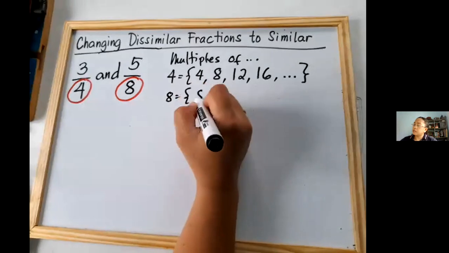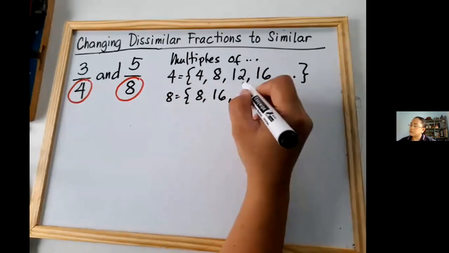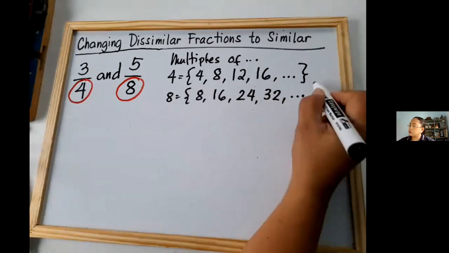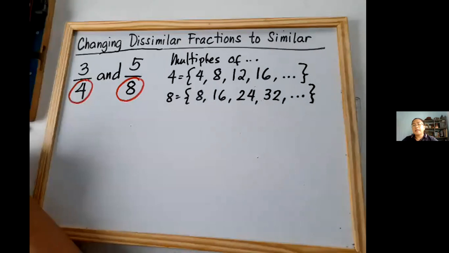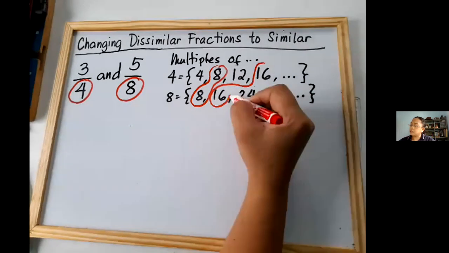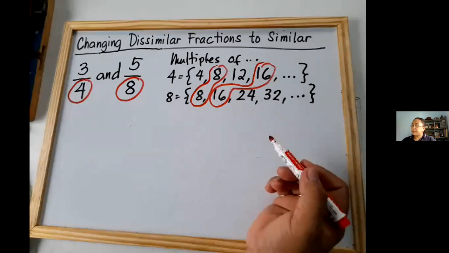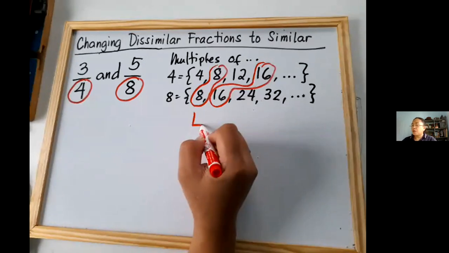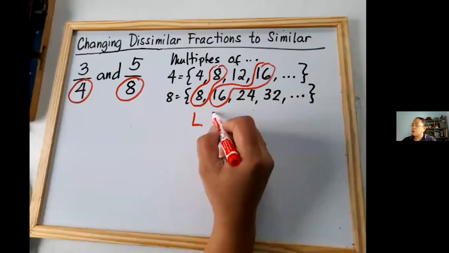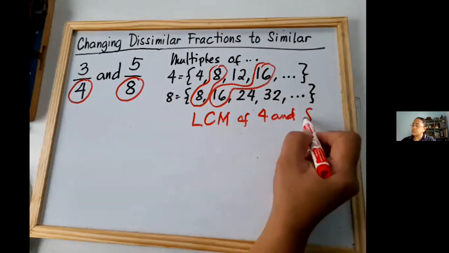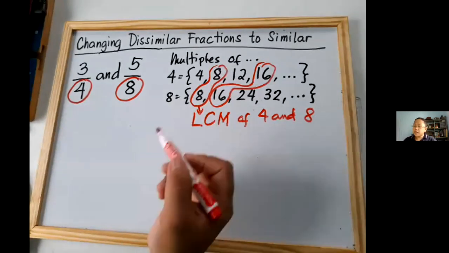Then, what are the multiples of 8? We have 8, 16, 24, 32, and so on. Okay? So, tignan nyo. Kagaya dun sa pangalawang example natin, meron tayong dalawang magkapareho. We have 8 and 16. Ano nga uli ang kinukuha natin? Ang kinukuha natin ay yung lowest. Okay? Least. Lowest. Pinakamaliit. Lowest or least common multiple of 4 and 8, which in this case is 8. So, yung 8 ang kukunin natin.